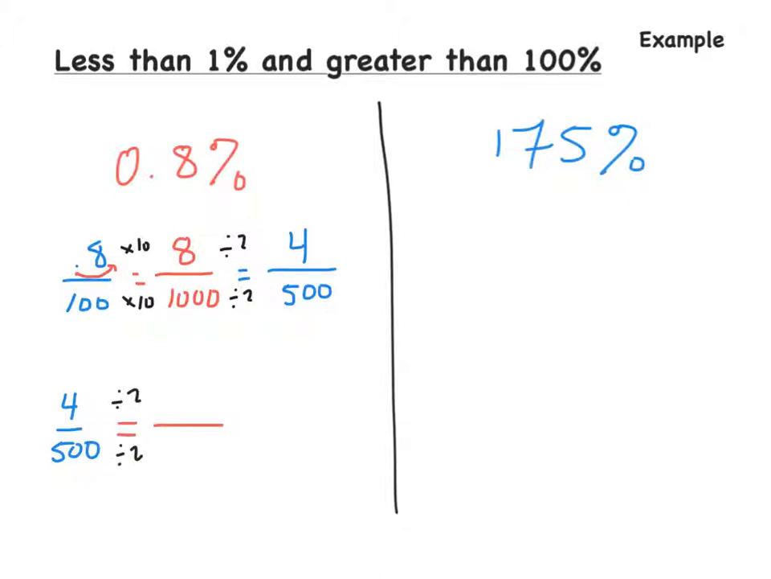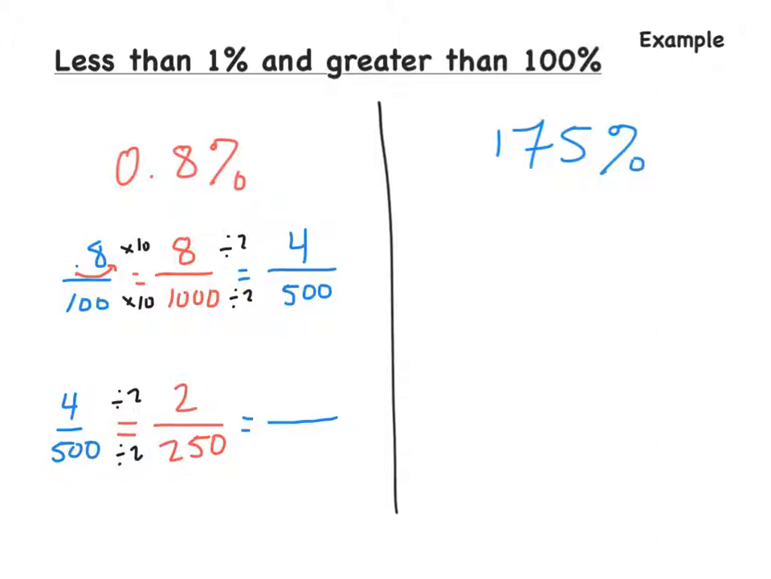So 4 divided by 2 is 2. 500 divided by 2 is 250. And we still see this is still not simplified. 2 is an even number. 250 is an even number. So we can still go even further. I know it takes a little bit long. It takes long to simplify it out. But it still needs to be simplified all the way down to the bottom.